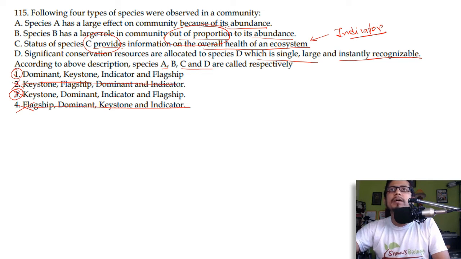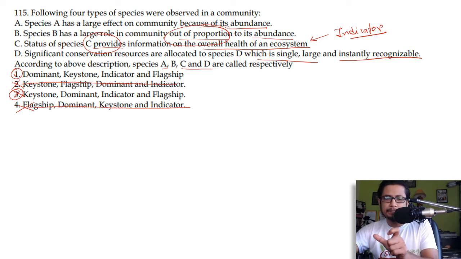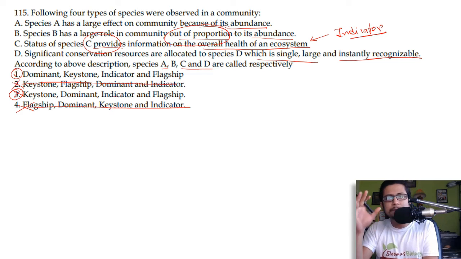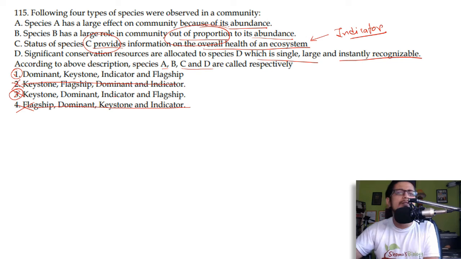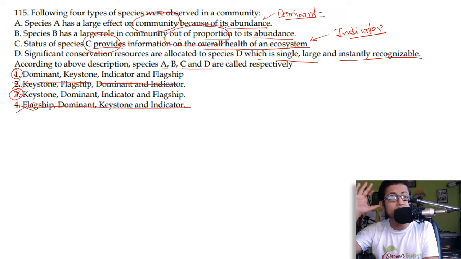Species B has a large role in the community out of proportion to its abundance, and species A has a large effect in the community because of its abundance. So a species, due to its abundance, provides a benefit to many other species. This is one scenario in A. In B, without the abundance of that species, if a species is present, it can provide benefit to thousands of different species, out of proportion to its abundance. So the second type is the keystone species. That's why we're more concerned about it.